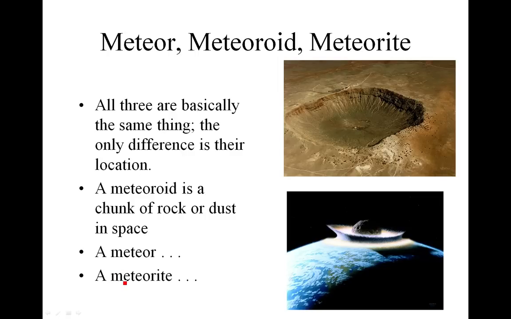A meteor is that chunk of rock or dust as it's going through the atmosphere. Then a meteorite is that rock or dust that has hit the Earth or some other planet, moon, or other body. So meteoroid in space, meteor in the atmosphere, meteorite has hit.